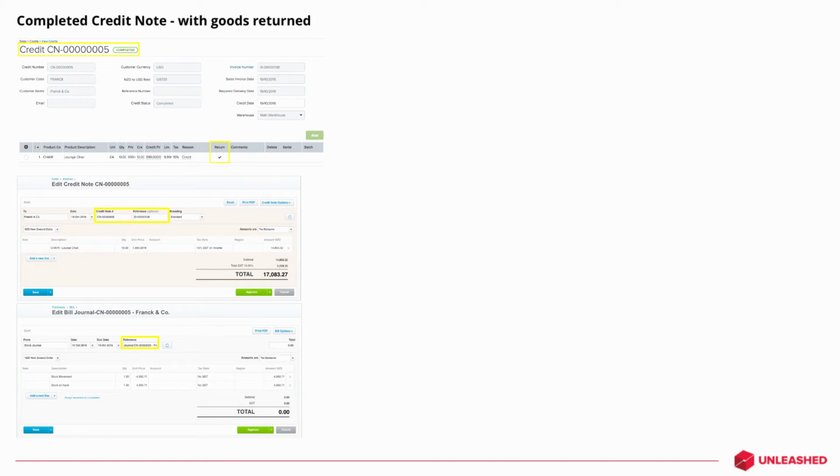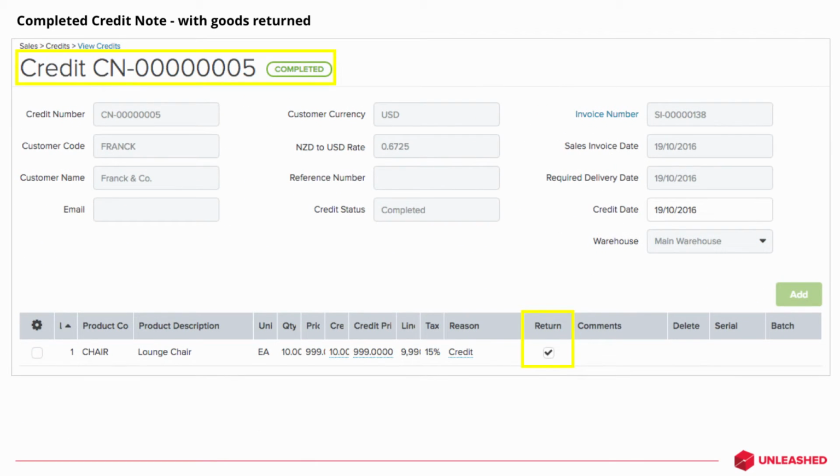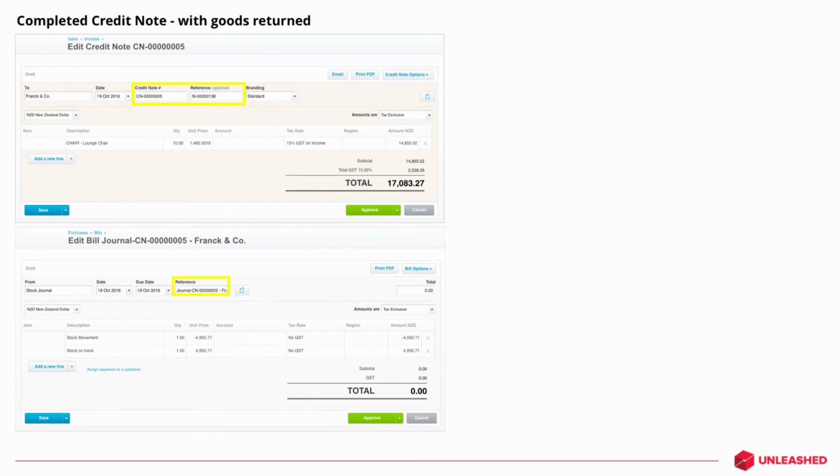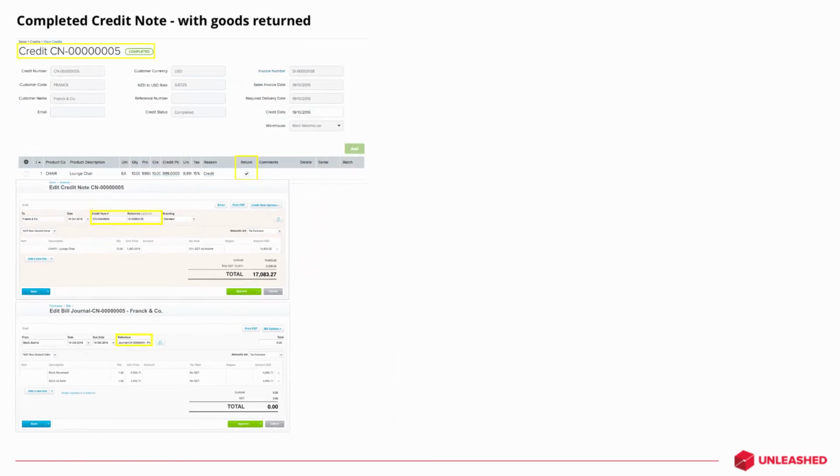If you are returning goods as part of the credit in Unleashed, a draft credit note as well as a draft journal will be sent to Xero. So here we have credit note 05 in Unleashed for Frank & Co. And we can see that we have selected the return checkbox. When we look at the transaction in Xero, we can see the credit note for Frank & Co. as well as a journal for them.